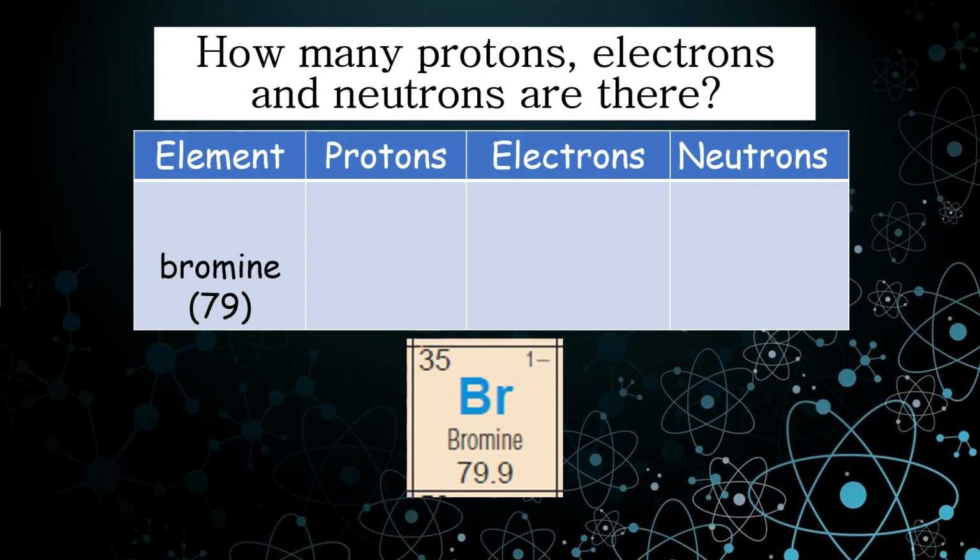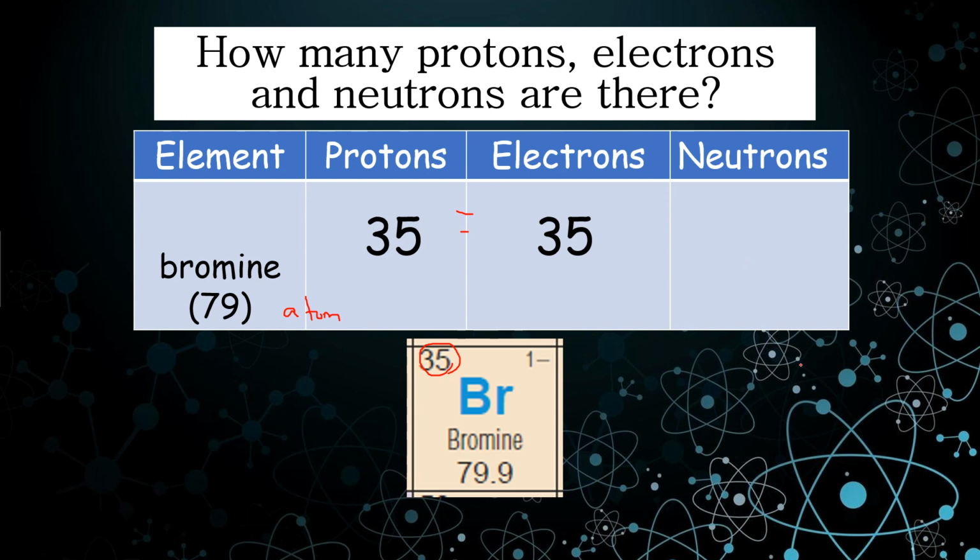Bromine. So bromine itself doesn't tell me if it's an ion or anything like that. So bromine, I'm going to look at my atomic number up here, which is 35. Because it doesn't say ion there, I know it's an atom. Protons, electrons are equal in an atom, so therefore it's 35. So once again, this is an atom. And I know that because it doesn't tell me anything different.